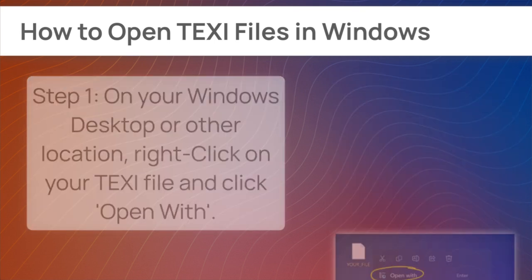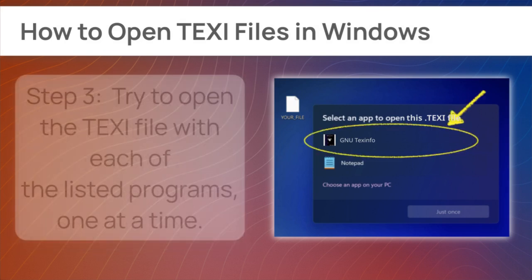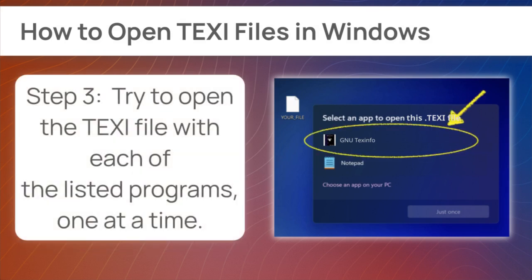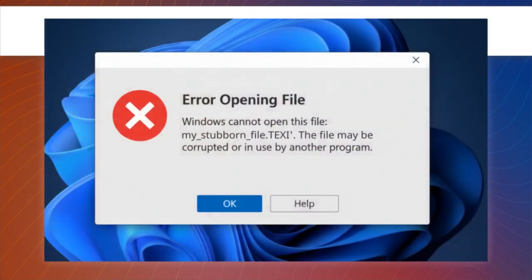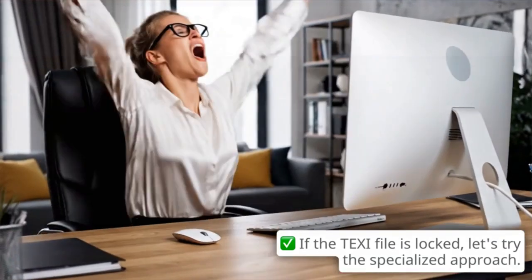Right-click your TEXI file and select Open With. Test GNU Texinfo if it appears. If it fails, select the next application. Testing eliminates application conflicts. If your system failed to open the TEXI file, we need to bypass the failure by running these 3 crucial diagnostic steps right now.